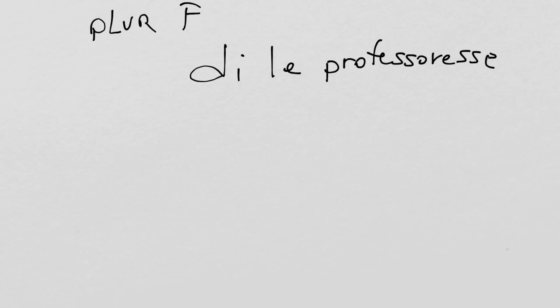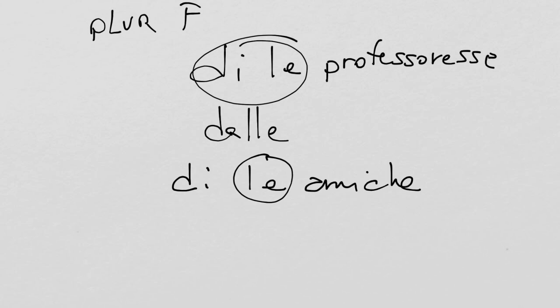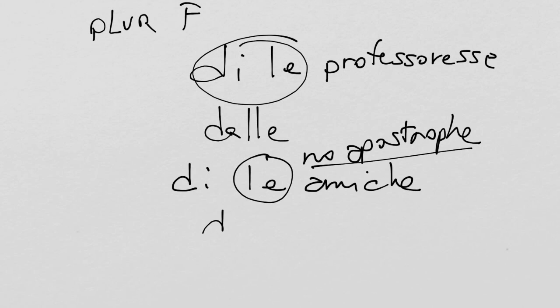Femminile plurale, quickly, di le professoresse, and by now you know that di plus le will combine and become delle professoresse. If the word begins with a vowel like amiche, there is no apostrophe in the plural, so le does not change, does not become l'amiche. It remains le amiche. Therefore, the preposition will simply be delle amiche.